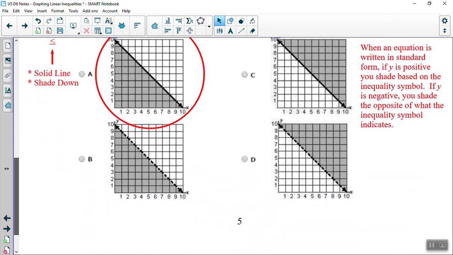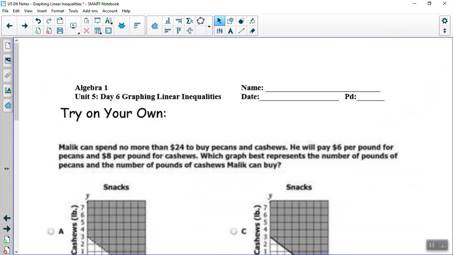All right, that leaves us with one last problem, which is also a try on your own. So at this point, I need you to go back and complete all your try on your owns, and I will have the answer key posted in Google Classroom next class. I'll see you then.